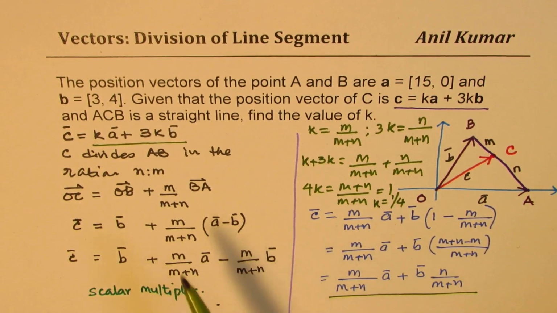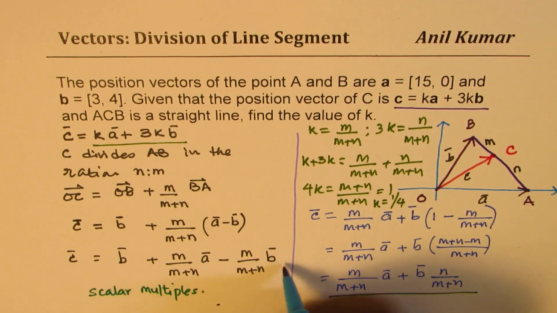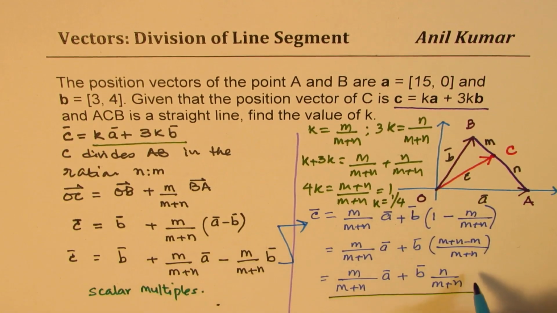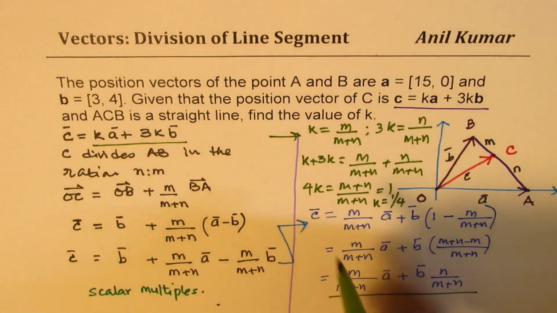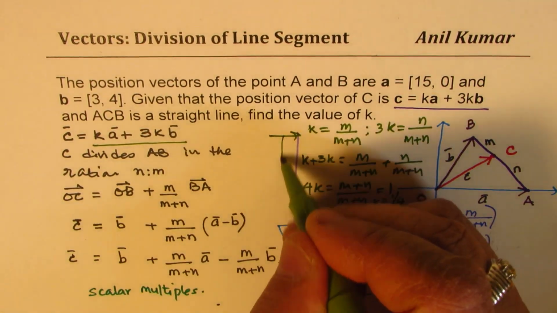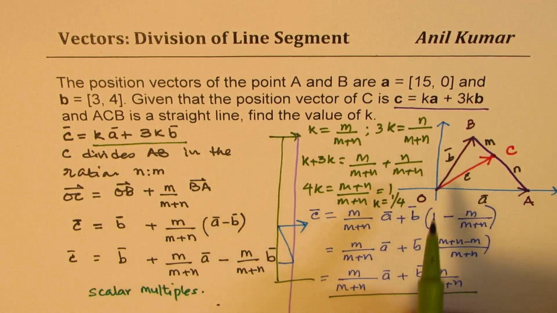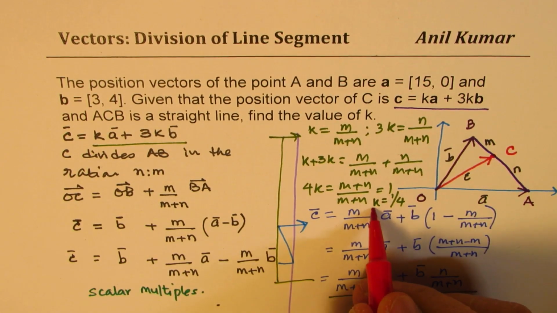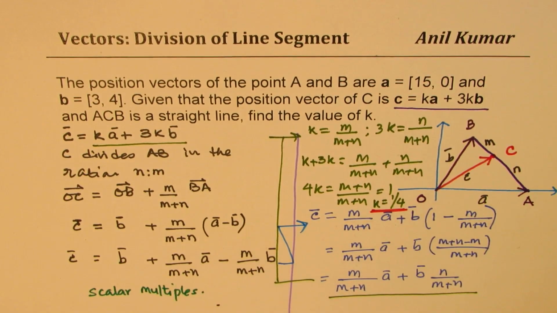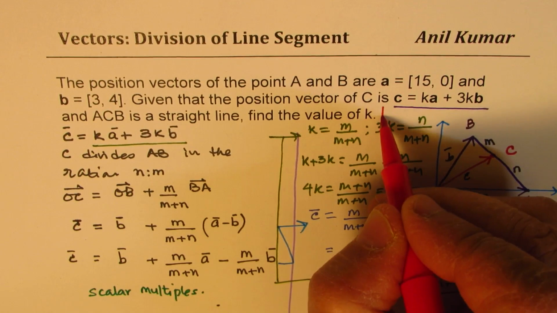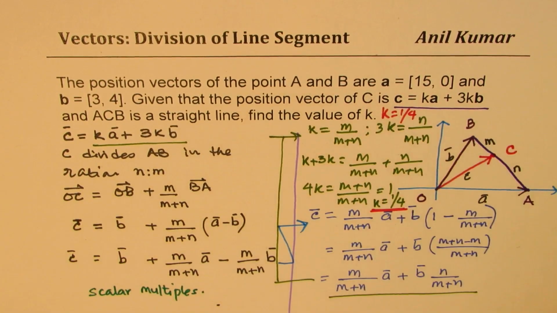Simplifying this does make sense to you. Working out in this fashion, we finally got this answer that K is equal to 1 over 4. So that is the answer. The value of K is equal to 1 over 4.